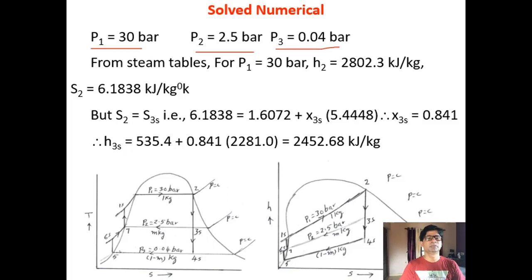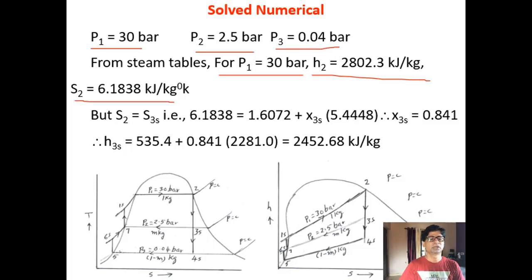Now from steam tables, for dry saturated steam at 30 bar, H2 is nothing but Hg, which is 2802.3 kilojoules per kg. So at 30 bar pressure, let me check the steam table. Hg value is 2802.3 and Sg value is 6.1838 kilojoules per kg per Kelvin. So H2 is Hg, S2 is nothing but Sg.